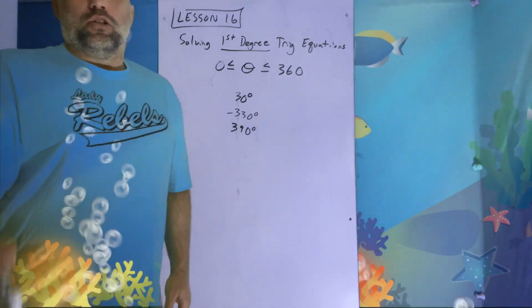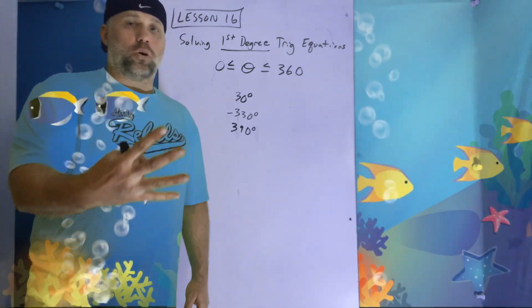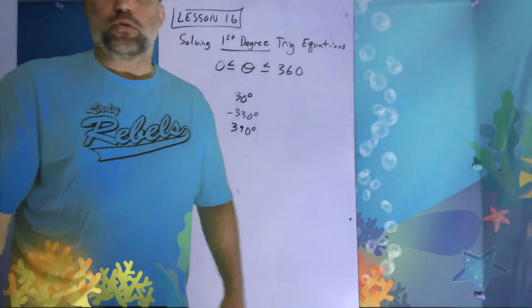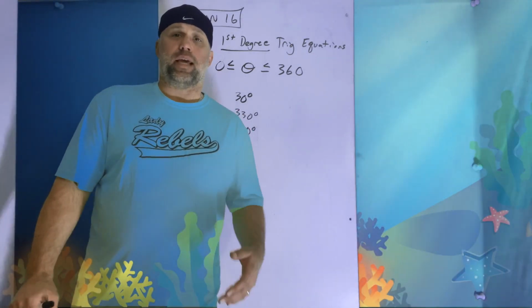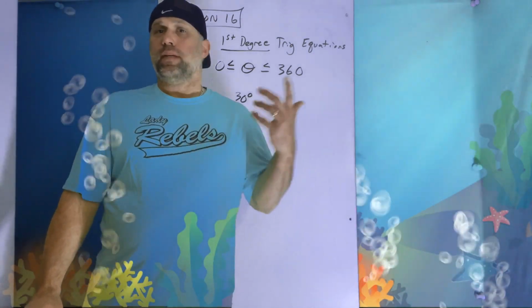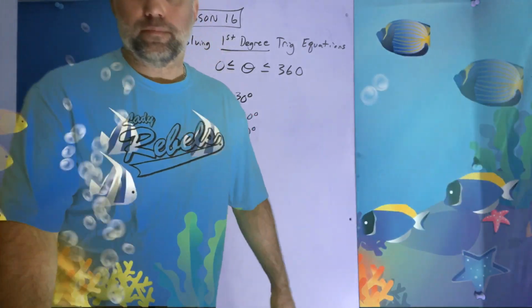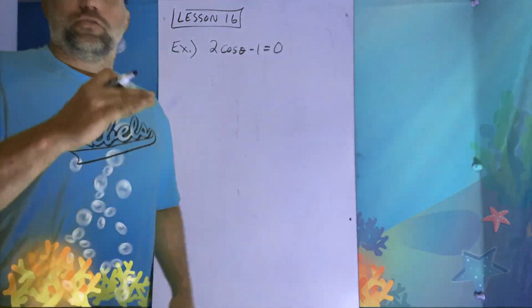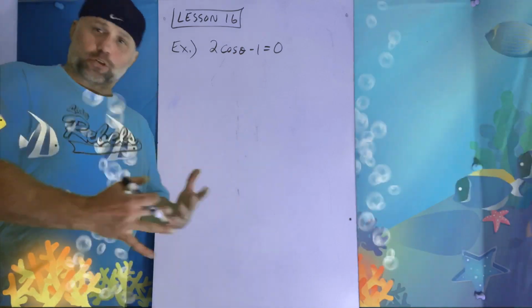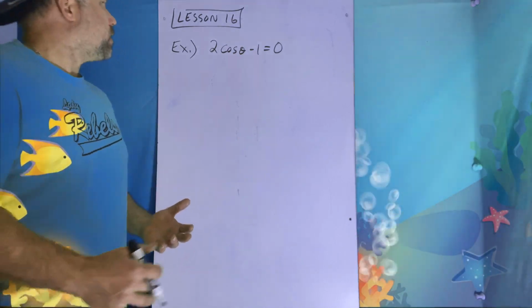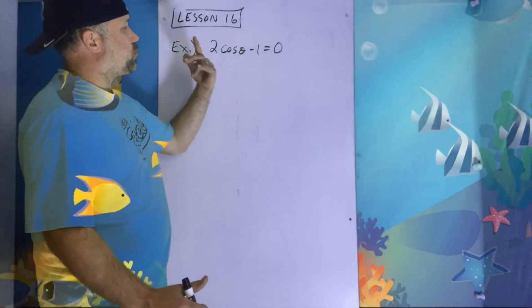All right, so I'm going to go through 4 example problems of first degree trig equations and show you how to solve them, and then you'll do some homework. All right, so we'll get that started. So here is our first degree trig equation. It's 2 cosine theta minus 1 equals 0.